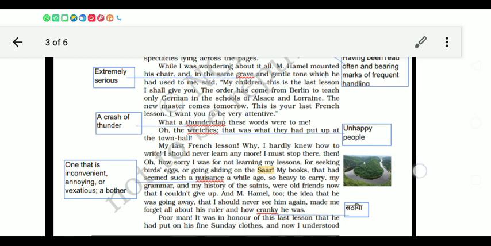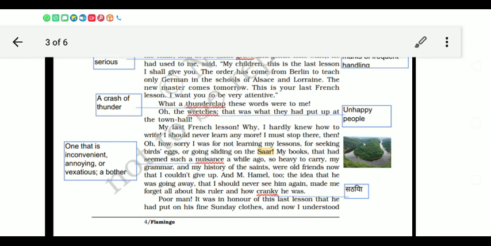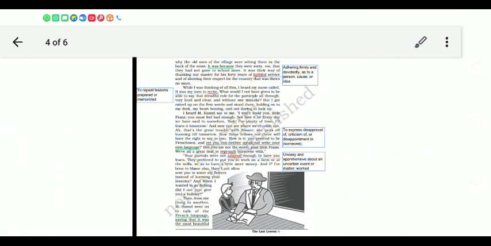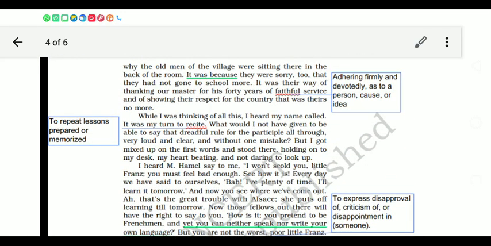Cranky: here it is written satya, but you may say short-tempered. It has been said about the nature of M. Hemal. Short-tempered. Next page. Faithful service: a service with devotion, adhering firmly and devotedly to a person, cause or idea. Recite: to repeat lessons prepared or memorized. What lesson you have prepared or memorized, when you speak it again, that is called recite.